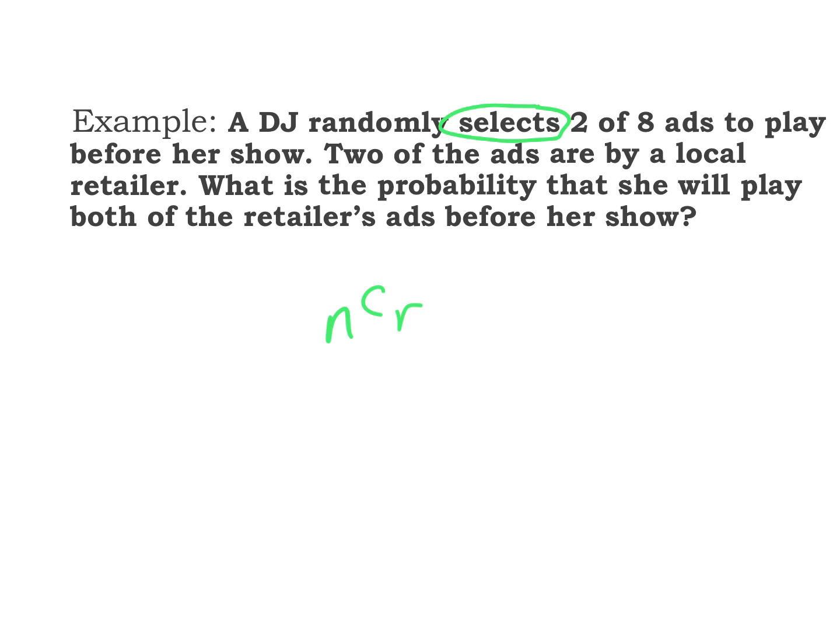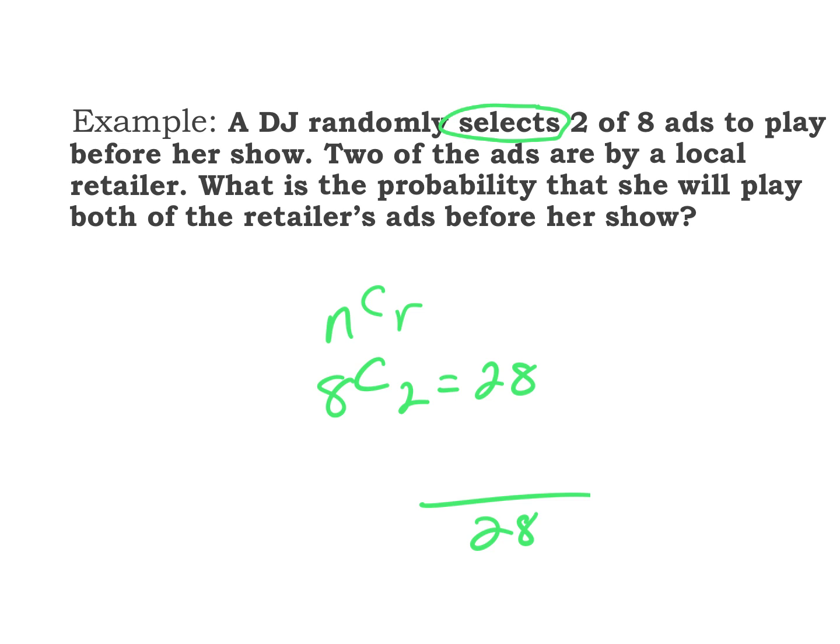So our setup would be 8C2. And if you do this on your calculator, you'll see that we get 28. So we know our probability is going to be out of 28 total possible ways you can select 2 out of the 8 ads. Now it says 2 of the ads of the retailer are local.